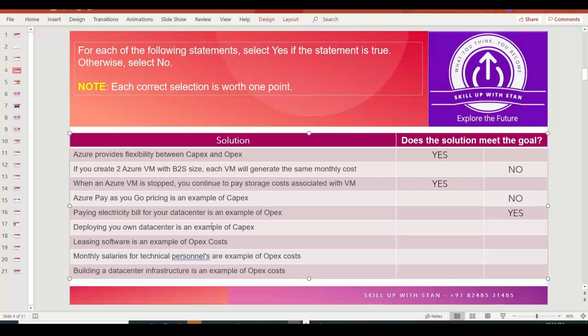And then deploying your own data center is an example of capital expenditure. Yeah, that is true. Yes. So when we have our own data center deployed and managed, it is an example of capital expenditure.